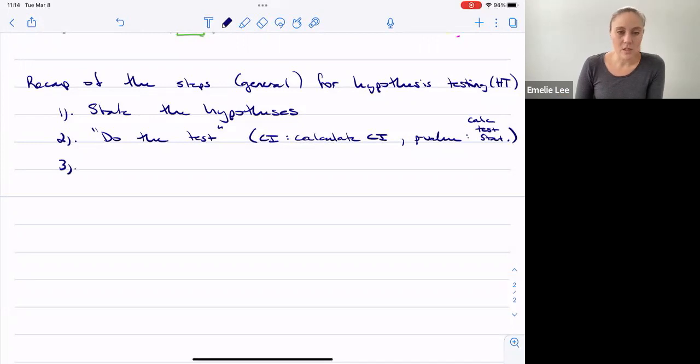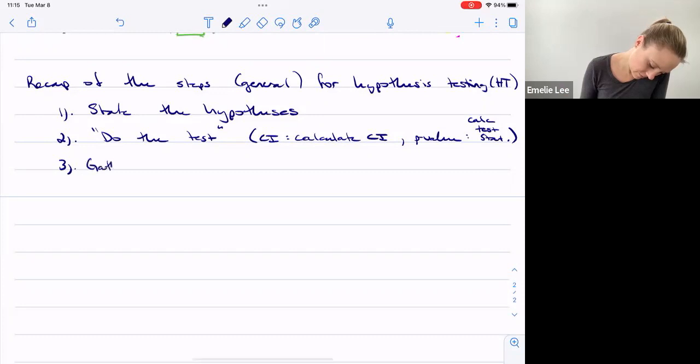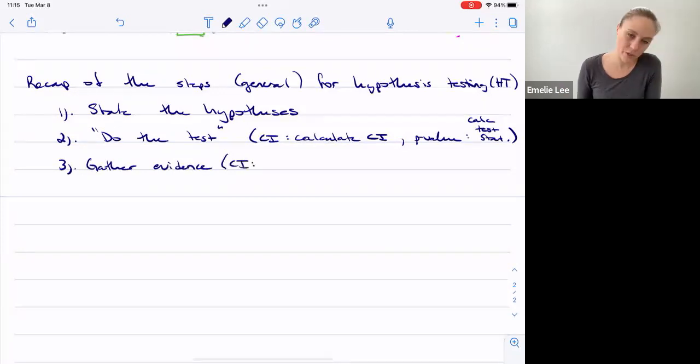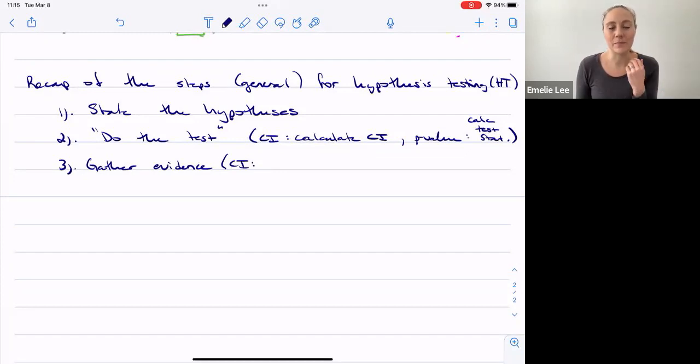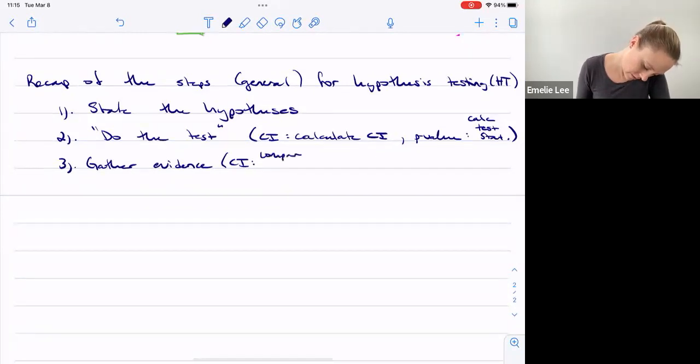The third step is usually find the p-value, but because we're opening ourselves up to either the confidence interval approach or the p-value approach, I'm going to call it gather evidence. In the confidence interval approach, there's not a lot that we're going to do here. It's going to be compare the confidence interval to the null value. Or in the p-value approach, it's find the p-value.